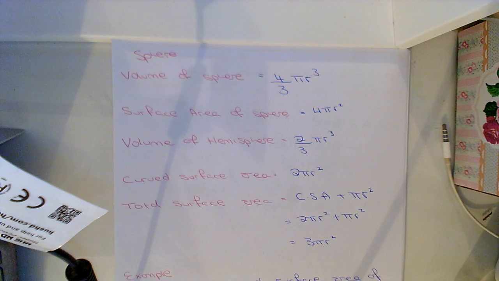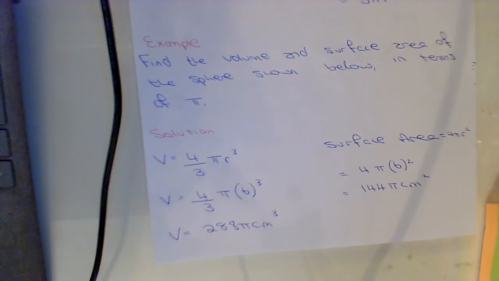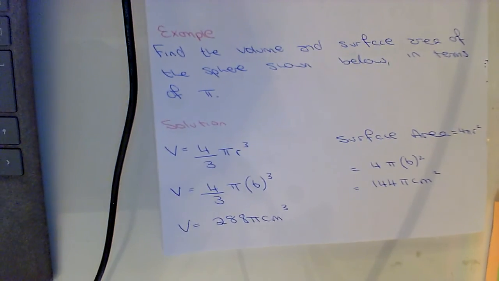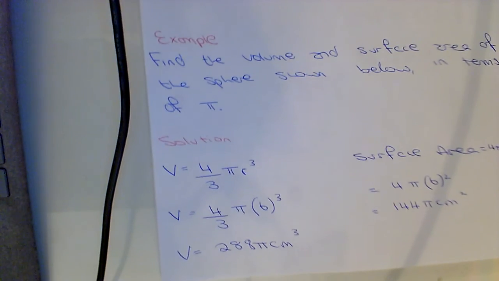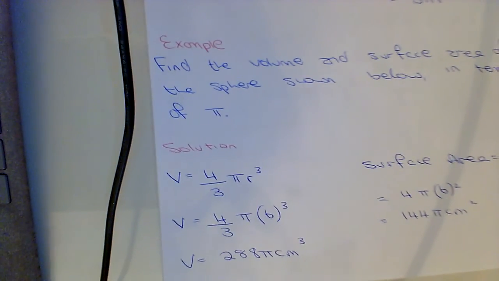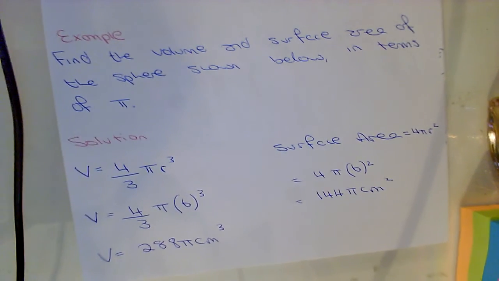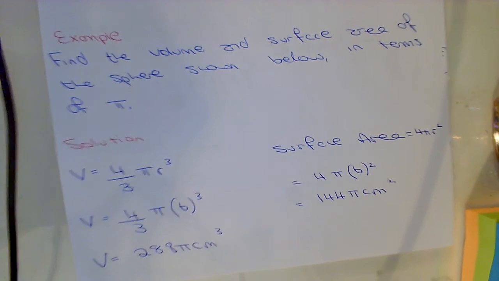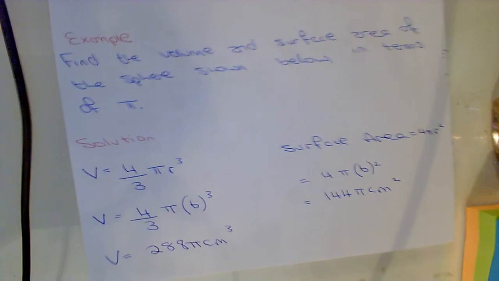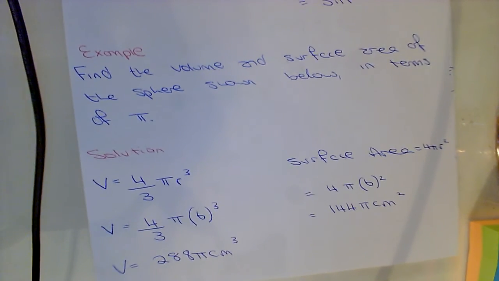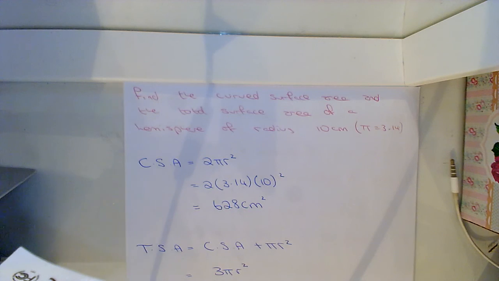So the first example says find the volume and surface area of the sphere shown below in terms of pi. So the volume is equal to 4 over 3 pi r cubed. Volume then is equal to 4 over 3 pi. My radius in this case was 6, to be cubed. Volume is equal to 288 pi centimeters cubed. Surface area then is equal to 4 pi r squared, and I have 4 pi (6)^2, and I get my answer to be 144 pi centimeters squared.